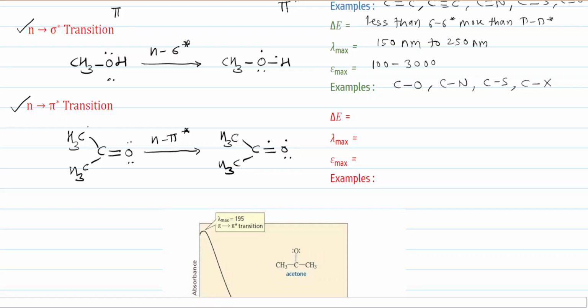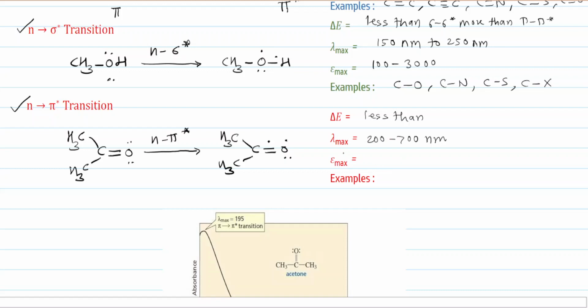Here the example of acetone is taken, where the lone pair on the oxygen, out of which one electron is promoted from non-bonding orbital to the pi star antibonding orbital. Now for this transition, energy required is less than any other transition. So as energy required, that is delta, is very much less, the lambda max for this transition is high, and it is about 200 nanometer up to 700 nanometer.